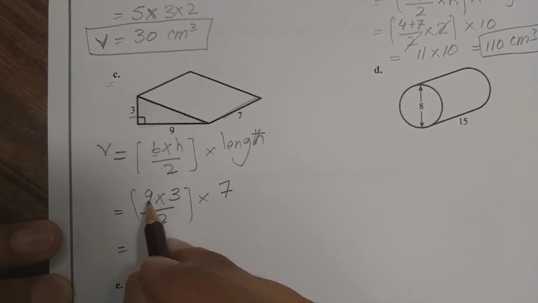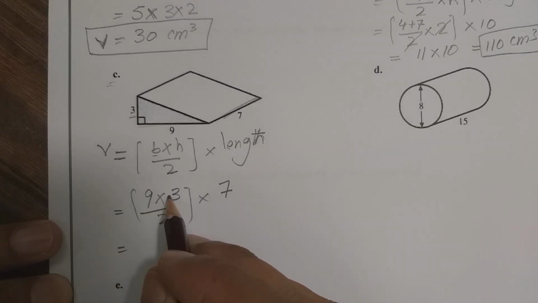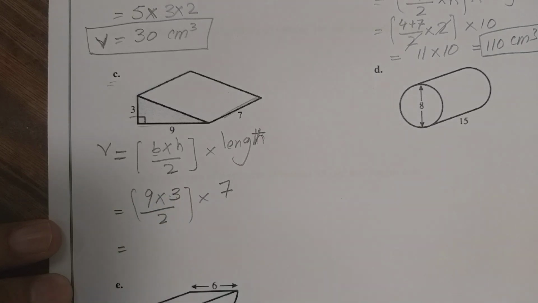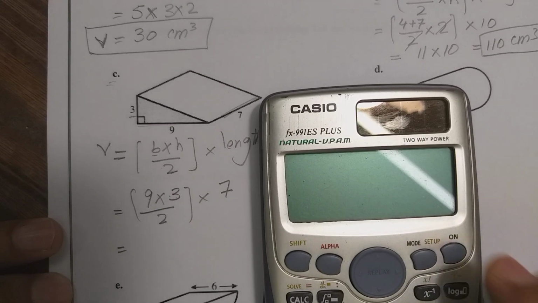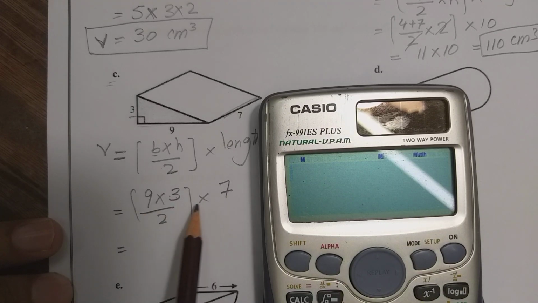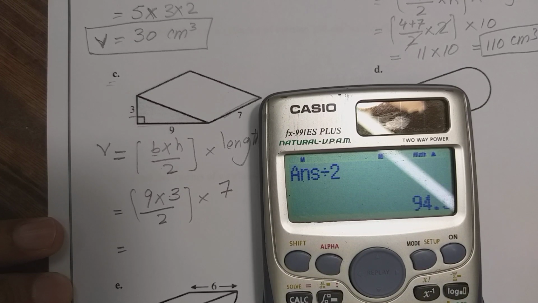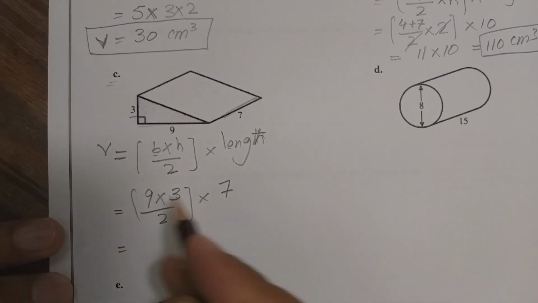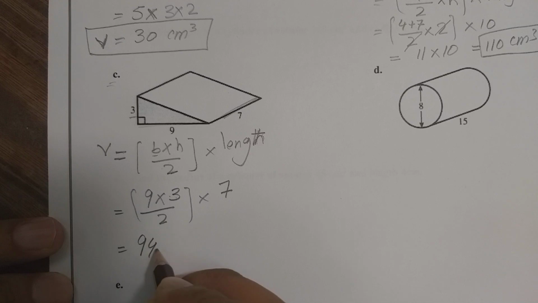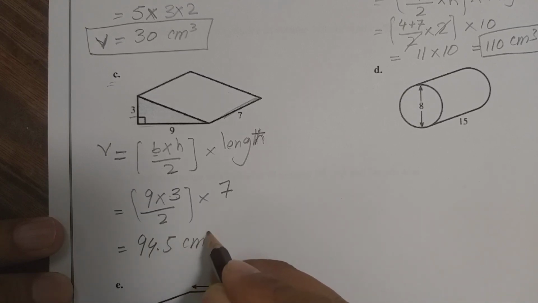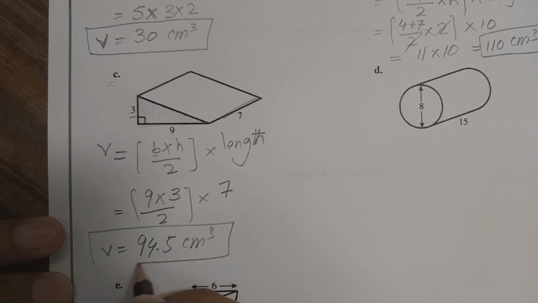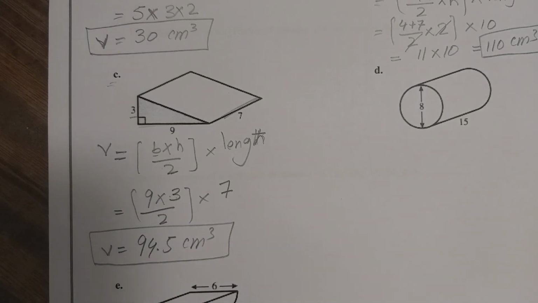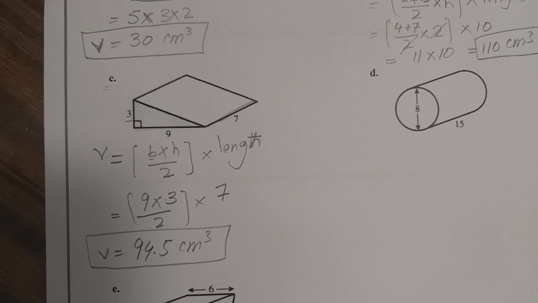So 9 times 3 equals 27. Then 27 times, okay, all are multiplied, so we can multiply directly: 9 times 3 times 7, divided by 2, which becomes 94.5. So after simplifying, the answer is 94.5 cubic centimeter, as we are given at the beginning all the lengths are in centimeter, so the volume would be cubic centimeter.